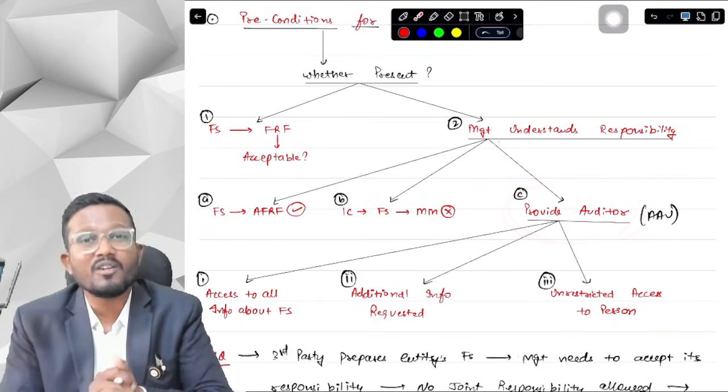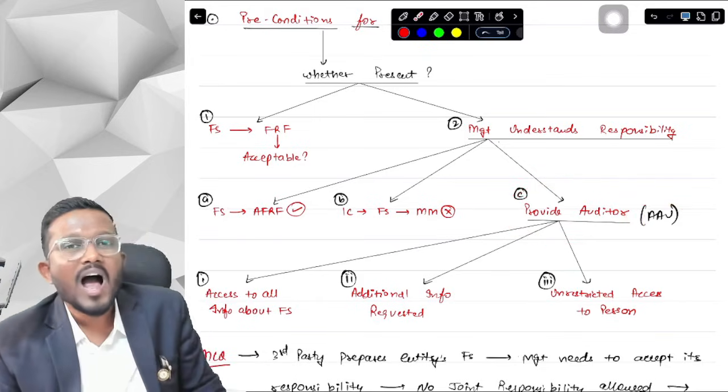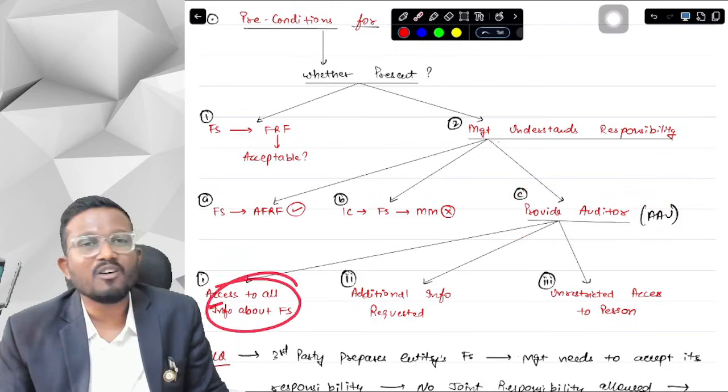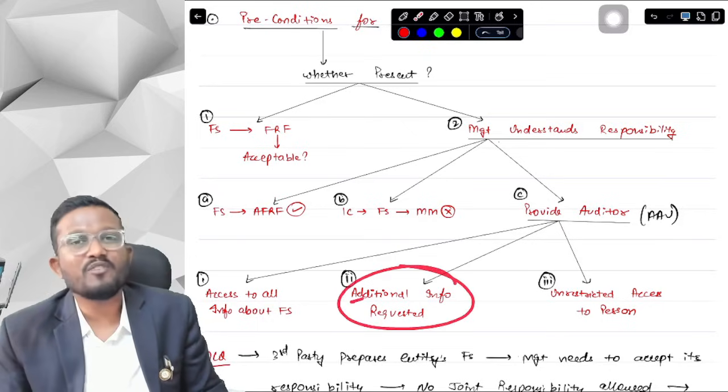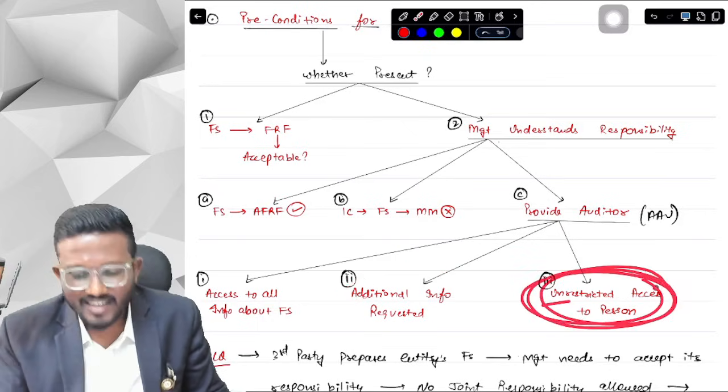What does management need to provide to the auditor, sir? AAU. What is AAU? A for access to all information about financial statements, A for additional information requested, and U for unrestricted access to persons.